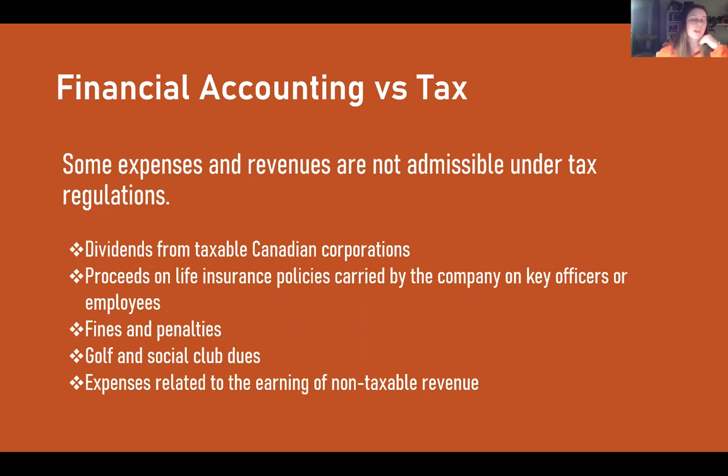Also under tax, there are some expenses and revenues that are not admissible. That means that in your accounting income, you've included some expenses and revenues that under tax laws you cannot add there. So you have to correct your accounting income to get to your taxable income to remove all these expenses or revenues that aren't admissible. I put here some examples like dividends from taxable Canadian corporations, fines and penalties. There's more. You have to be on the lookout while you're doing your problems for these. And there's no rhyme or reason why these are there. It's just what's stated in the Income Tax Act.